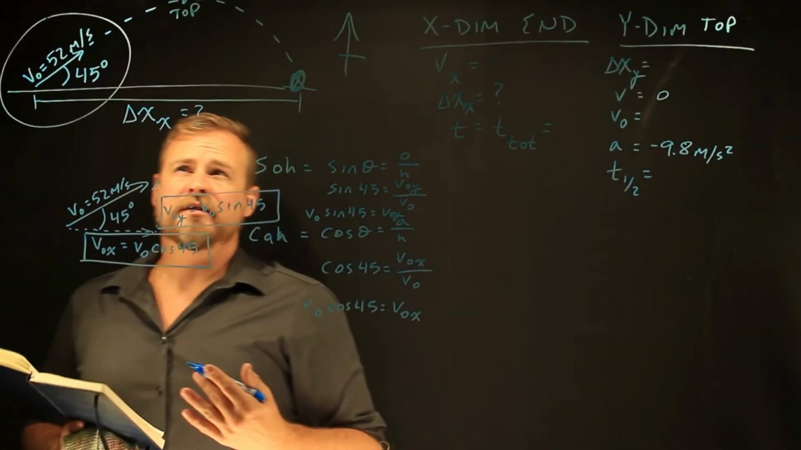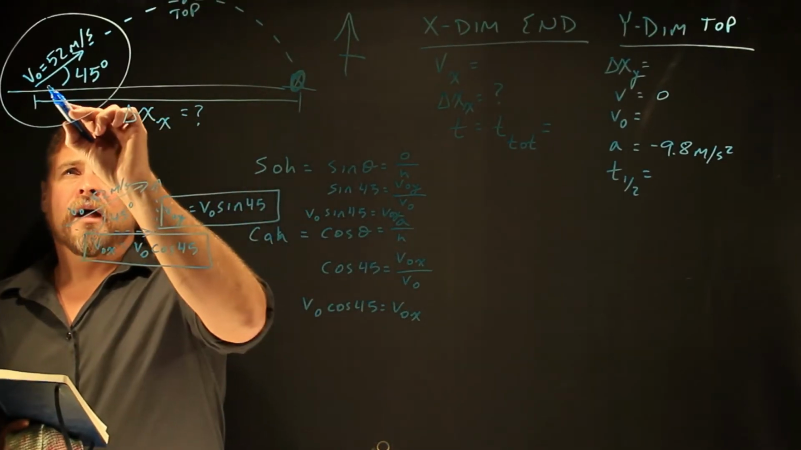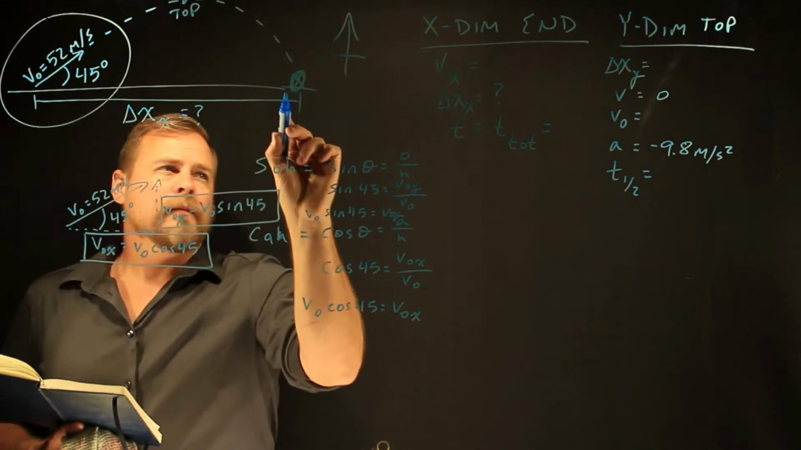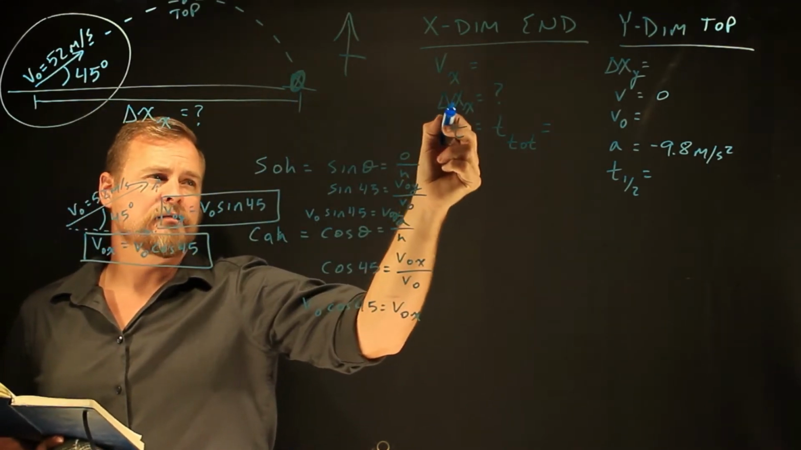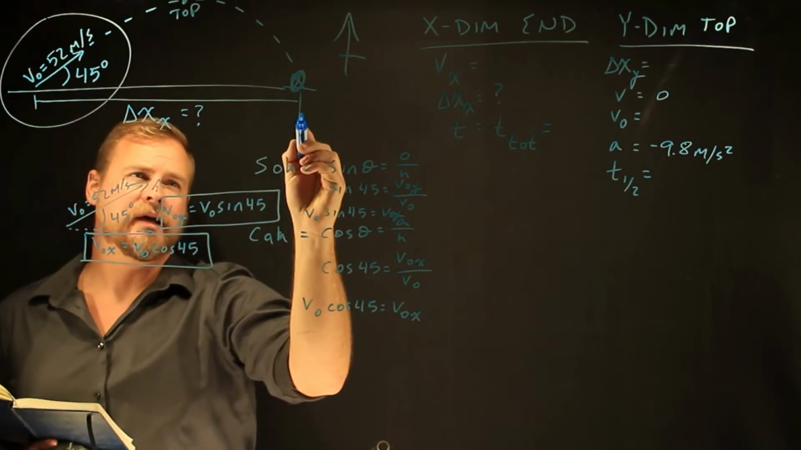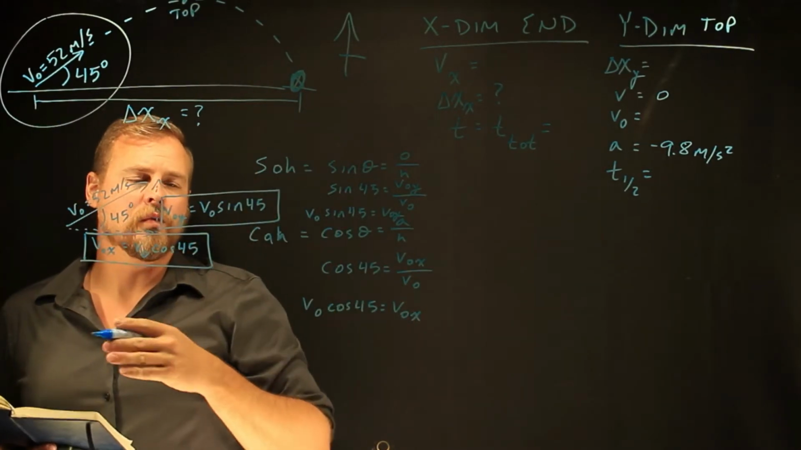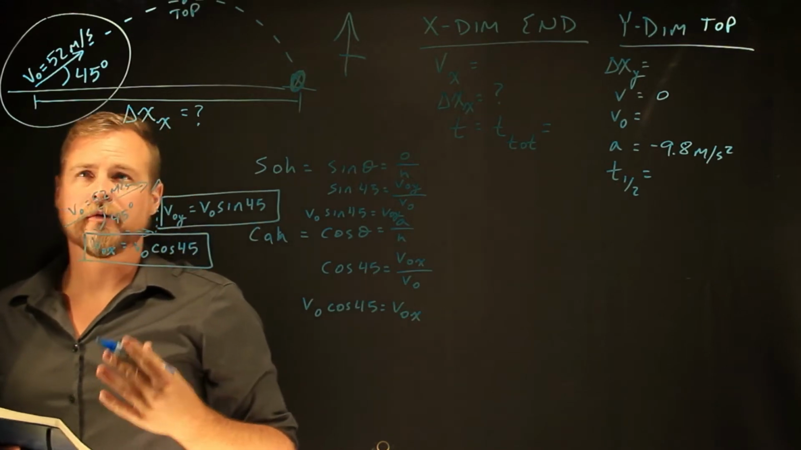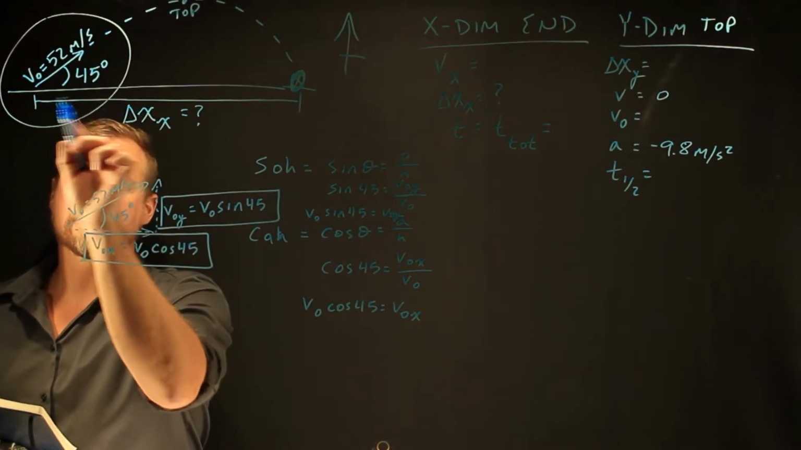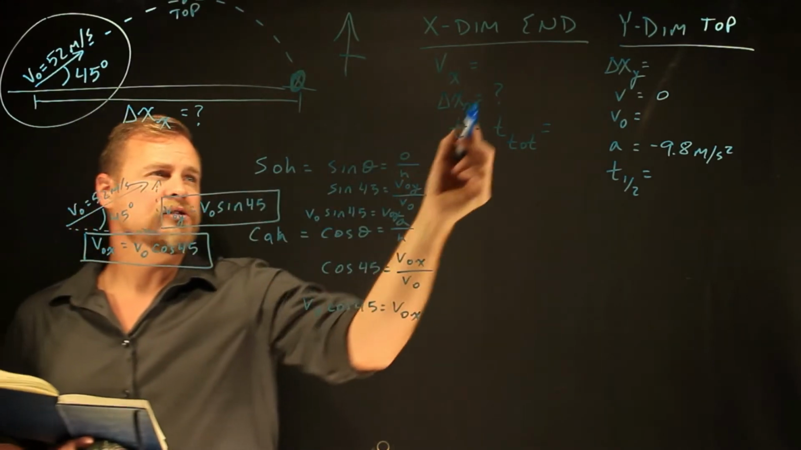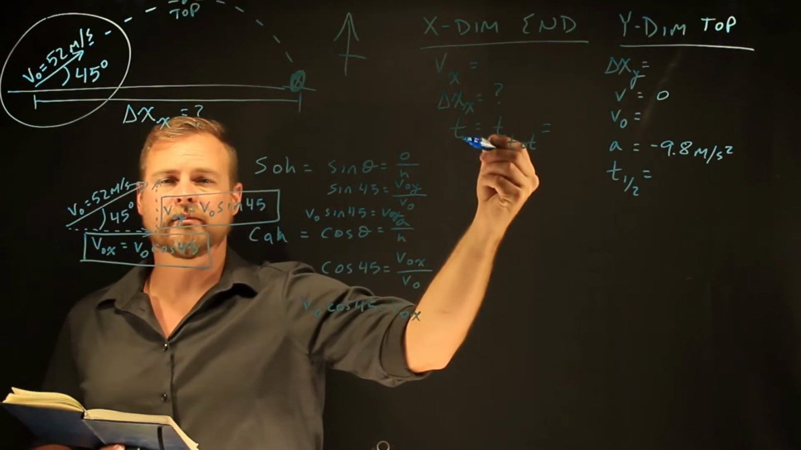Using the independence of dimensions, I want to know how far the velocity in the x gets my object in the x, right? So we need our variables to agree with each other, and so I only want the velocity in the x to go into my x dimension calculations.